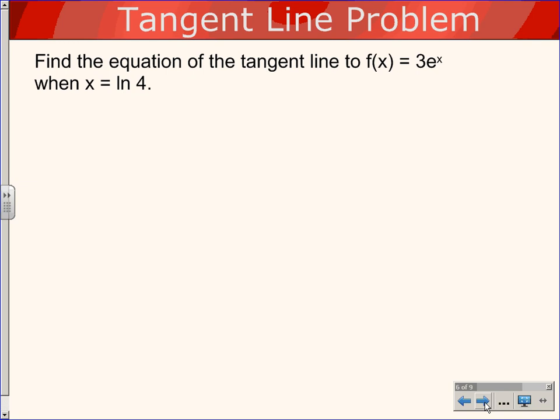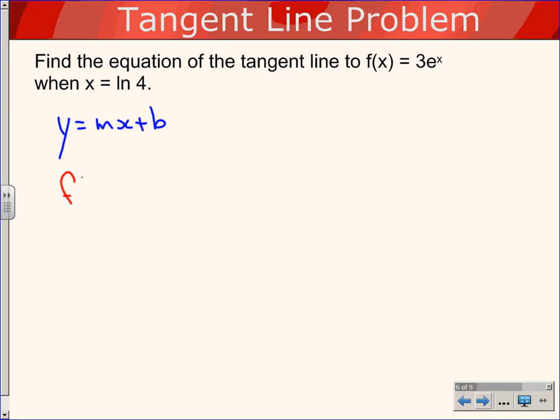Now we just want to try a couple different problems just to make sure we're okay with what these would look like in an exponential situation. Find the equation of the tangent line to f of x equals 3e to the x when x is equal to ln 4. So we're shooting for y equals mx plus b. Remembering from trigonometry, doing a tangent line problem, there's no guarantee that this will work out nicely, so we'll see what happens. We're going to need the derivative, though, for sure.